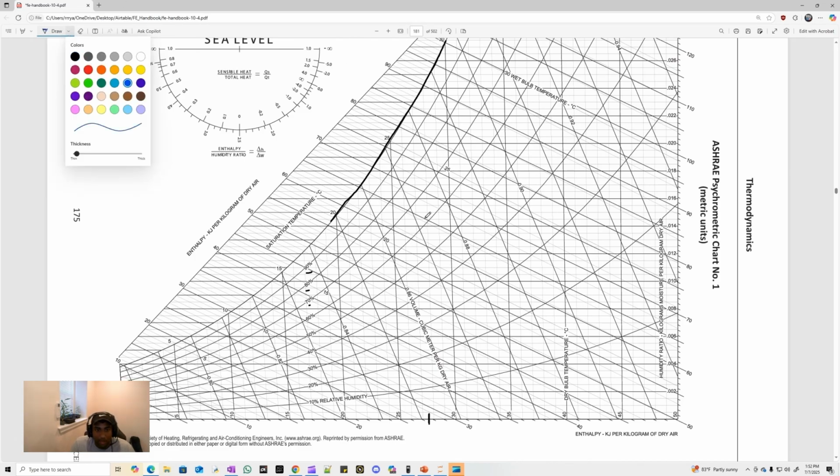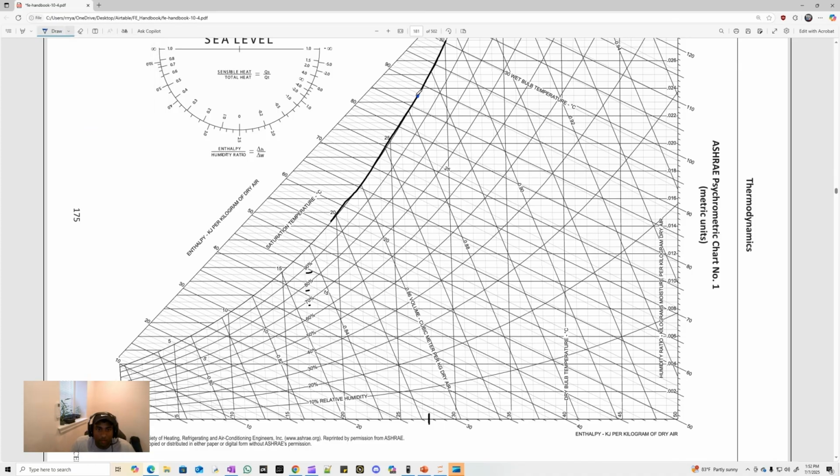I'm going to draw that in a different color. Looks right around here. And this is at state point 2. And we know a constant omega process is occurring from state point 1 to state point 2. And I know that the temperature at state point 1 is 35 degrees Celsius.